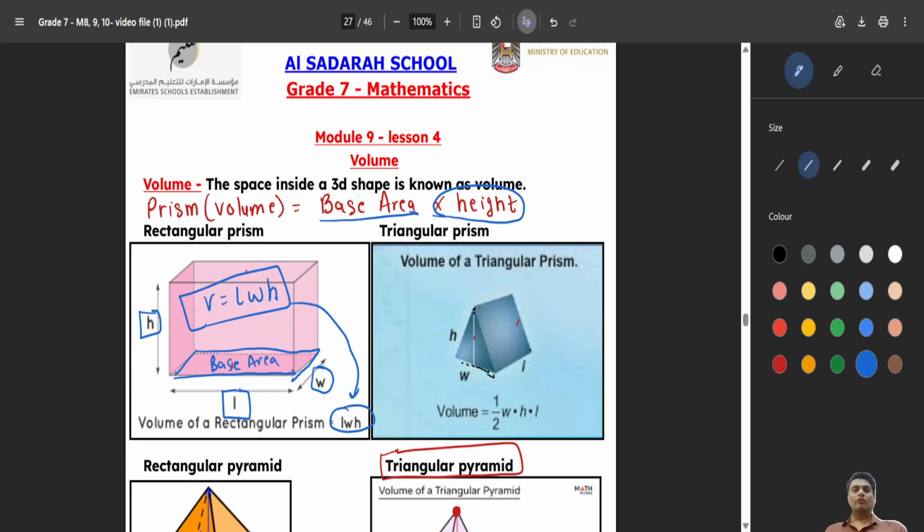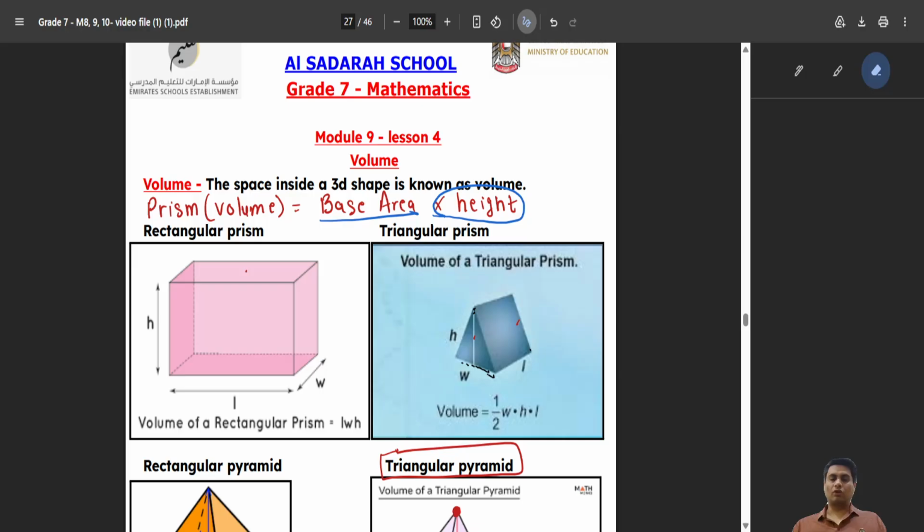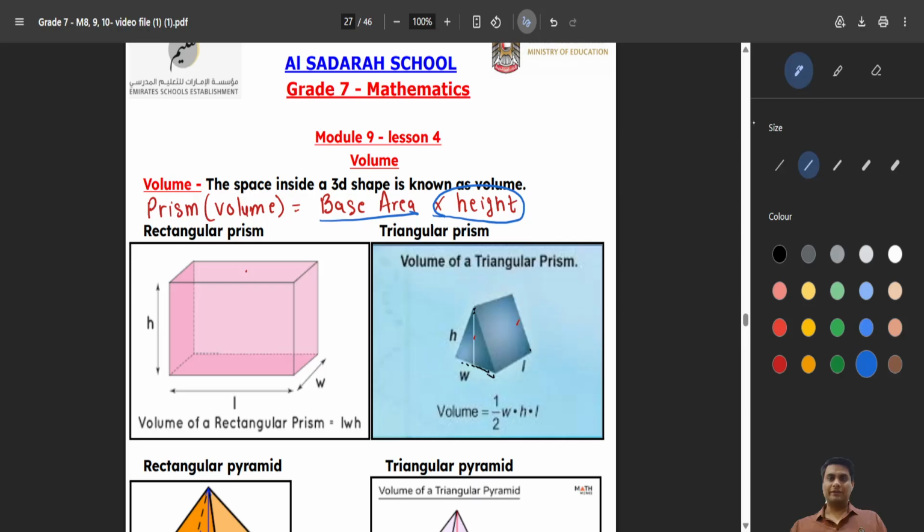Okay. Now, for the rest of the shapes, I will not explain how to get this formula. I will directly just tell you to write the formulas and you remember them. It will be easier for you. Okay. So, let me erase all this. So what do you have to remember now? You have to remember that the basic formula for the volume of any prism is what? Base area multiply height.